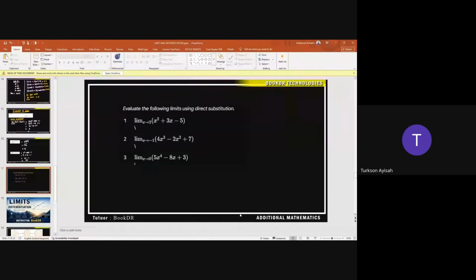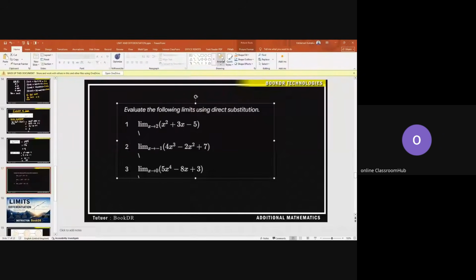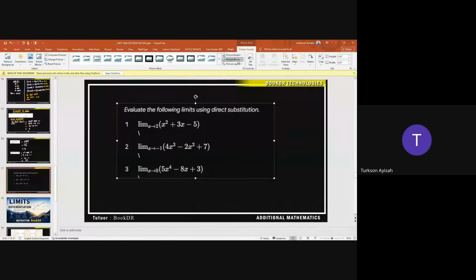Sir, please, I can't see. Can you still not see? Is my screen not showing? Sir, I can see. It's clear now. Okay.